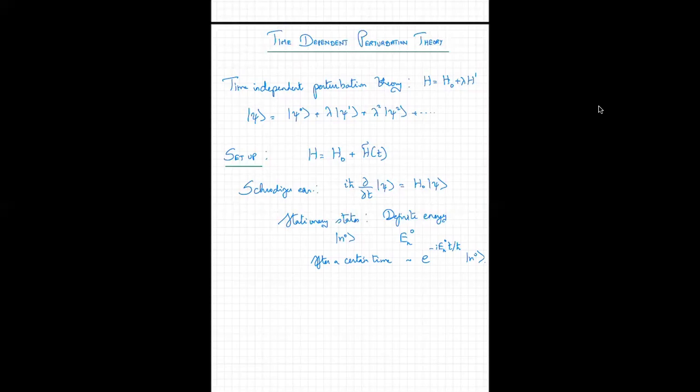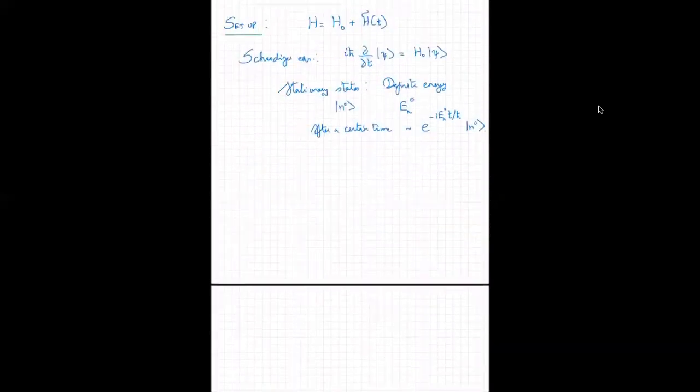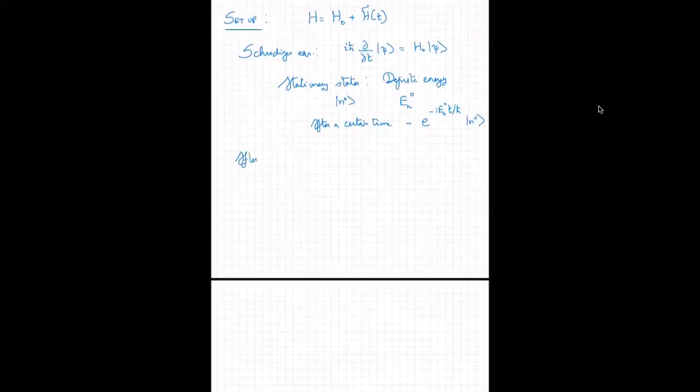So notice that in this picture, if you start with a state n, the state n after some time doesn't evolve to a state m. In other words, after a certain time, n0 does not time evolve into a different stationary state, let us say m0, right?